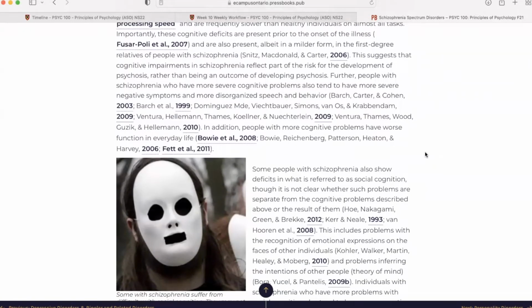Further, people with schizophrenia who have more severe cognitive problems also tend to have more severe negative symptoms and more disorganized speech and behavior. In addition, people with more cognitive problems have worse function in everyday life.